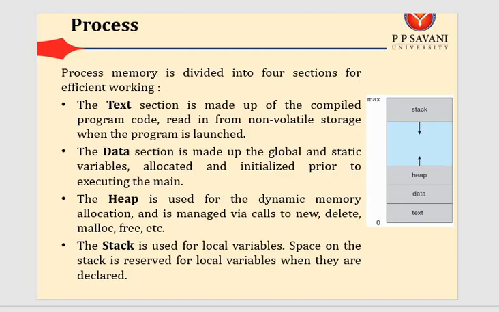Third one is the heap. The heap is used for dynamic memory allocation and is managed via calls to new, delete, malloc, free, etc. And the fourth one is the stack. Generally the stack is used for local variables. Space on the stack is reserved for local variables when they are declared.